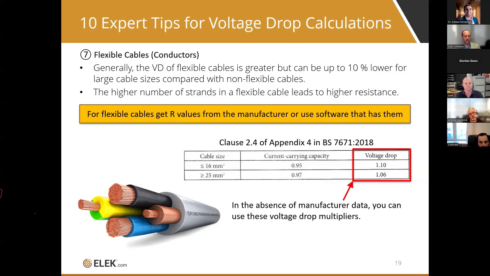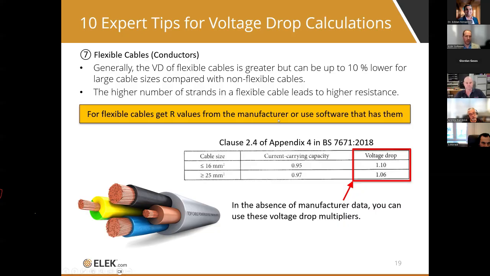The problem with the resistance and reactance values of these highly flexible cables is they're not well documented, especially for aluminium cables. So we have obtained them from the manufacturers and added them to our software, but they're not included in the standards. Especially aluminium flexible cables are not included.